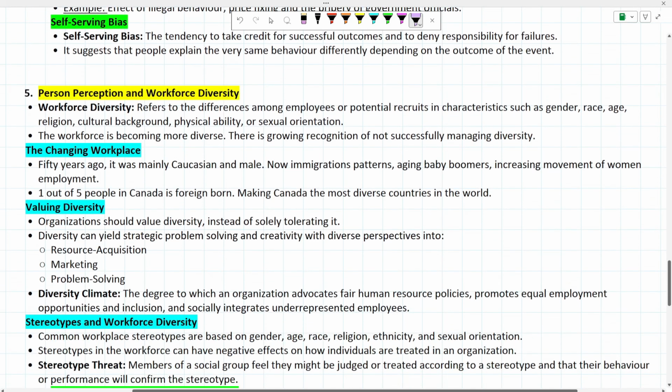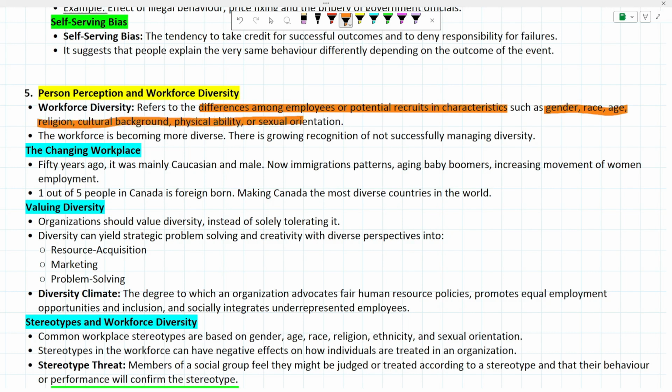Section 5, person perception and workforce diversity. Workforce diversity refers to the differences among employees or potential recruits in characteristics such as gender, race, age, religion, cultural background, physical ability, or sexual orientation. So let me highlight that: the differences among employees or potential recruits in characteristics. I'll just highlight that quick: race, age, religion, cultural background, all of that.